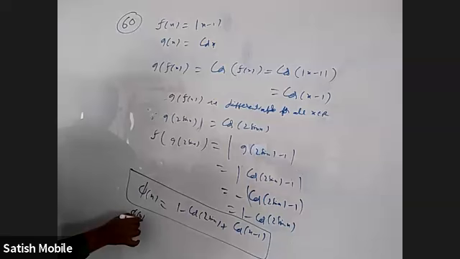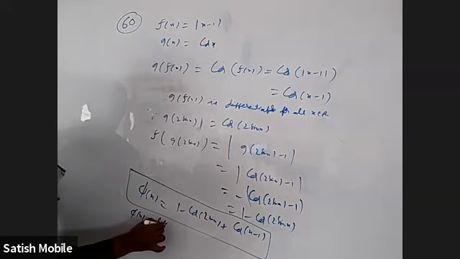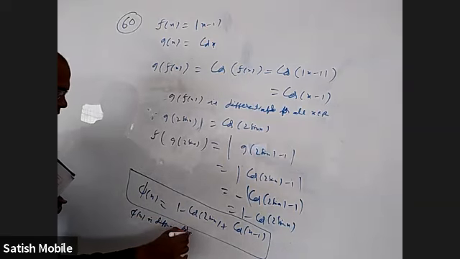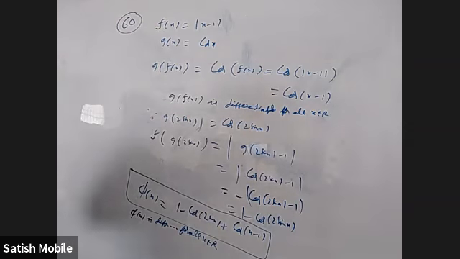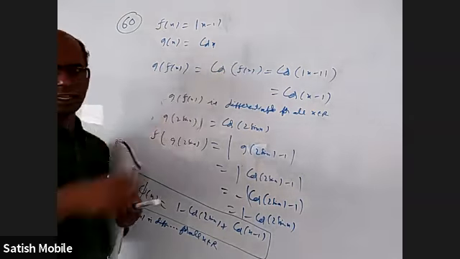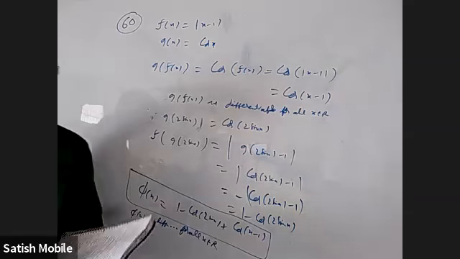So phi of x is differentiable for all x belongs to R. Normally, I may have to check at those places where inside the mod that expression becomes 0, but here it is not necessary.